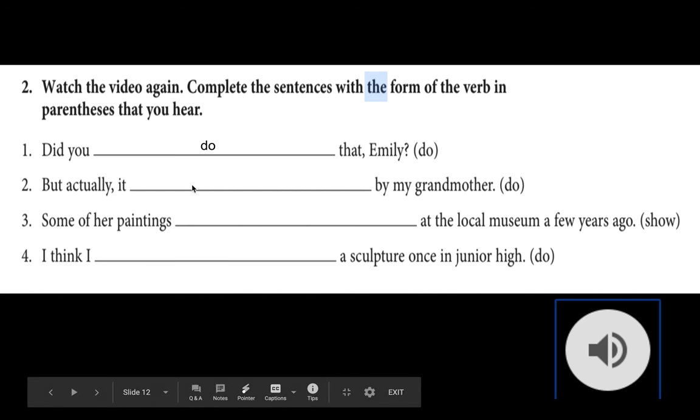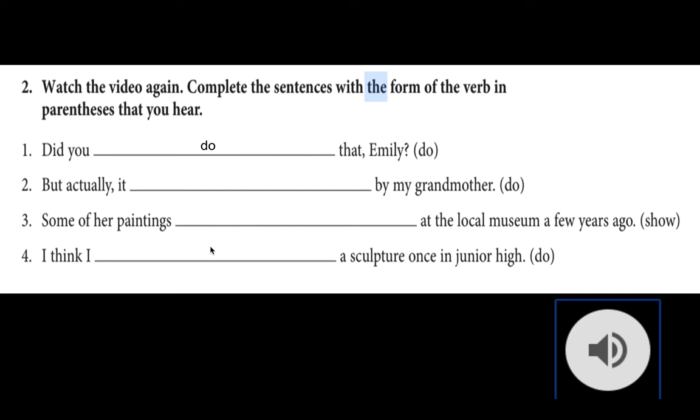But actually, it was painted by my grandmother. It was done by my grandmother. My grandmother painted it.